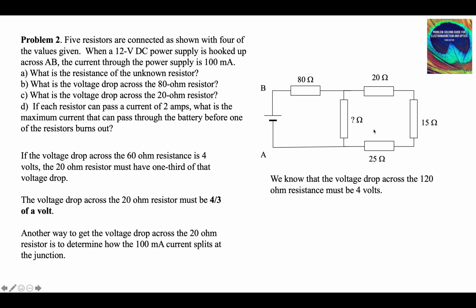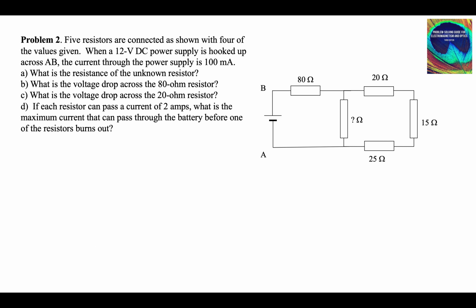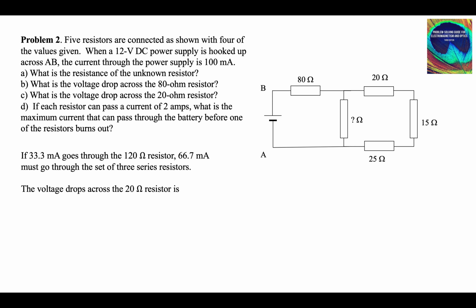We can start by getting the current here. It's a 120 ohm resistor. It's got a voltage drop of 4 volts because the voltage drop of the power supply is 12 volts, and we know 8 volts is here. So 33.3 milliamps goes here, which means 66.7 must go here because 100 milliamps is coming in. So now we know the current through the 20 ohm resistor. We can calculate the voltage drop. It's IR. Converting to amps, multiply it by the resistance, we get 4/3 of a volt, which we knew already. Just a different way to do it.